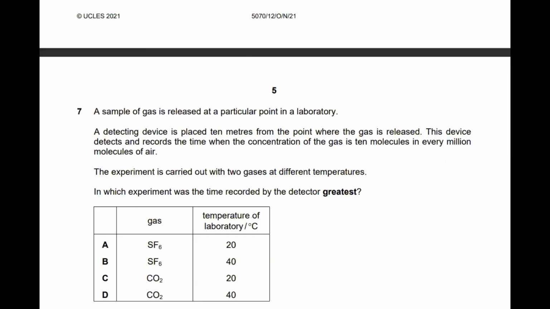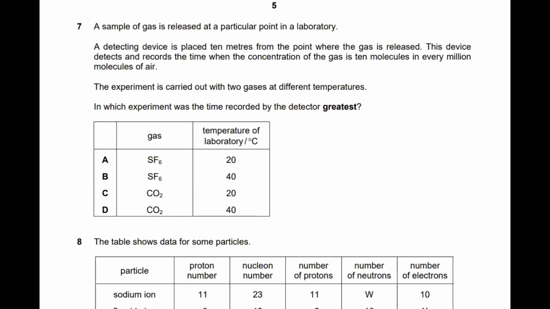Moving to the next question, that's question number 7. A sample of gas is released at a particular point in a laboratory. A detecting device is placed 10 meters from the point where the gas is released. This device detects and records the time when the concentration of the gas is 10 molecules in every million molecules of the air.